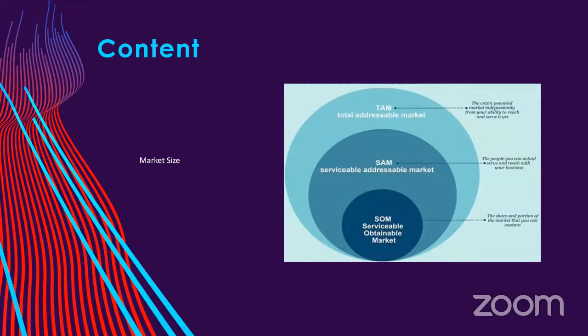Then the content. You need to show the market size. What is the total addressable market? The whole potential, if you are going to sell to the whole MENA region, this can be your TAM. What is the SAM? The people that you can actually serve and actually sell to. I think this is going to be, as an example, part of the GCC or the GCC itself. Finally, what is the real market or the early adopters? The SOM, the serviceable obtainable market. Okay.